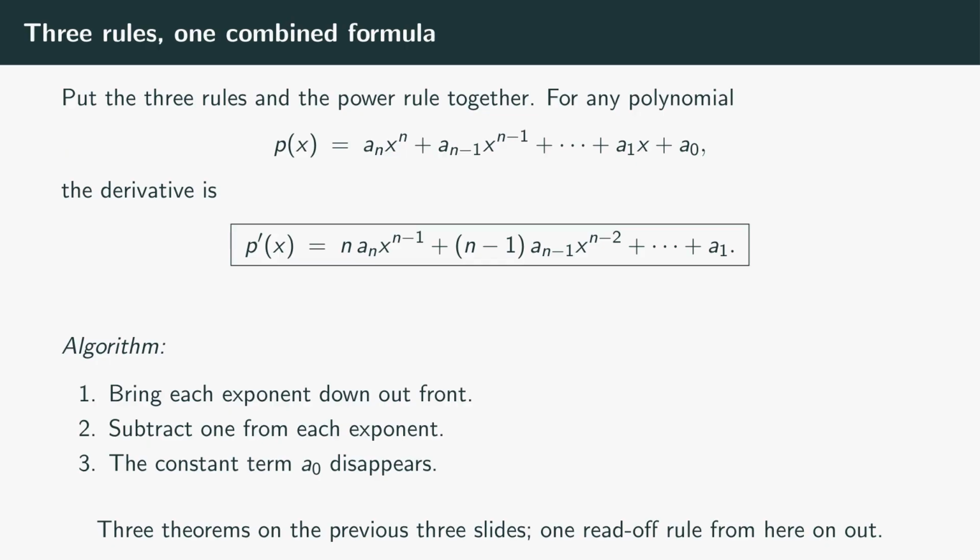The recipe for each term: bring the exponent down, subtract 1 from the exponent, leave the coefficient where it is, except now multiplied by the old exponent. The constant on the end of the polynomial dies. That's a complete algorithm for differentiating any polynomial. From a string of proofs straight out of the definition, we've manufactured a shortcut you can apply in your head. Let's use it.